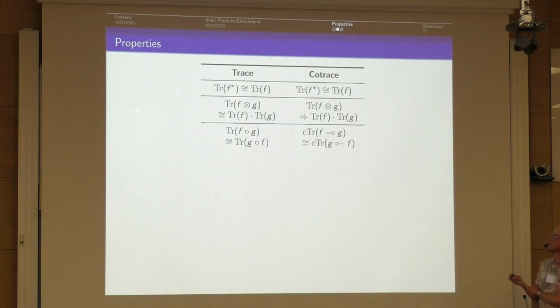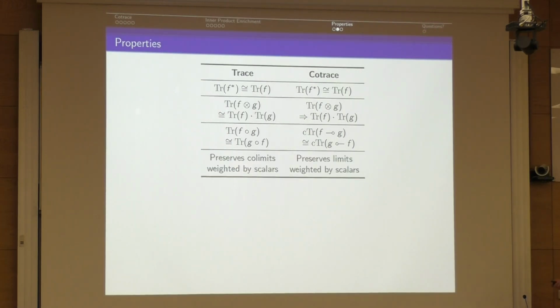Maybe the most famous property of the trace is that it's cyclic, so if you take the trace of F composed of G, it's the same as the trace of G composed of F. Cotrace doesn't have this property, but it has something similar. But actually, because we're in this two-category setting, this bicategory setting, there's more things we can say about the trace than you would otherwise be able to say.